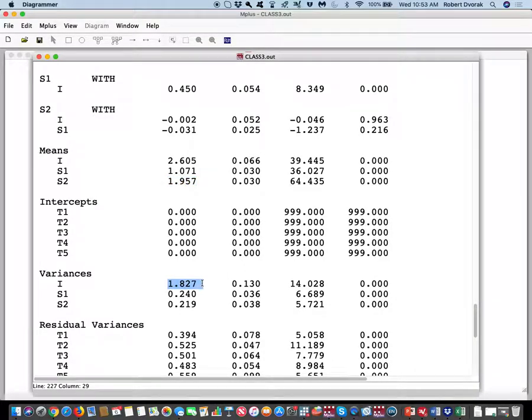Then we can look at our variance. We have a lot of variability in our intercept, right? A lot of variability in slope, and a lot of variability in our second slope, afterwards. So that means that people's trajectory leading up to the event, whatever that event was, varies a lot, and people's trajectory after the event also varies a lot. But we have average effects across people of 1.071 before the event and 1.957 after the event, right? Does that make sense?